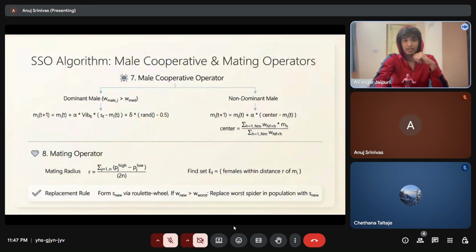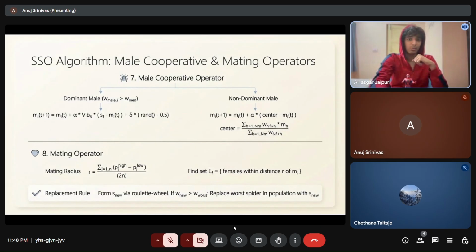The next slide will look at the male algorithm and the mating operators. Step 7 defines male behavior. Dominant males move towards the nearest fit female, while non-dominant males move towards the weighted center of all males. Step 8 introduces the mating radius formula. If a female lies within the radius of a dominant male, mating occurs and produces offspring. This entire process increases diversity in the population.